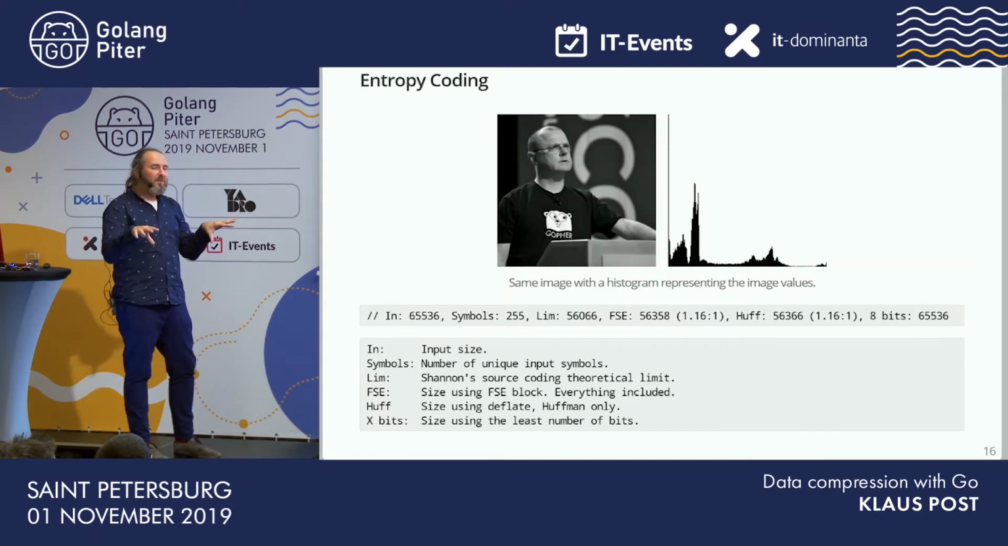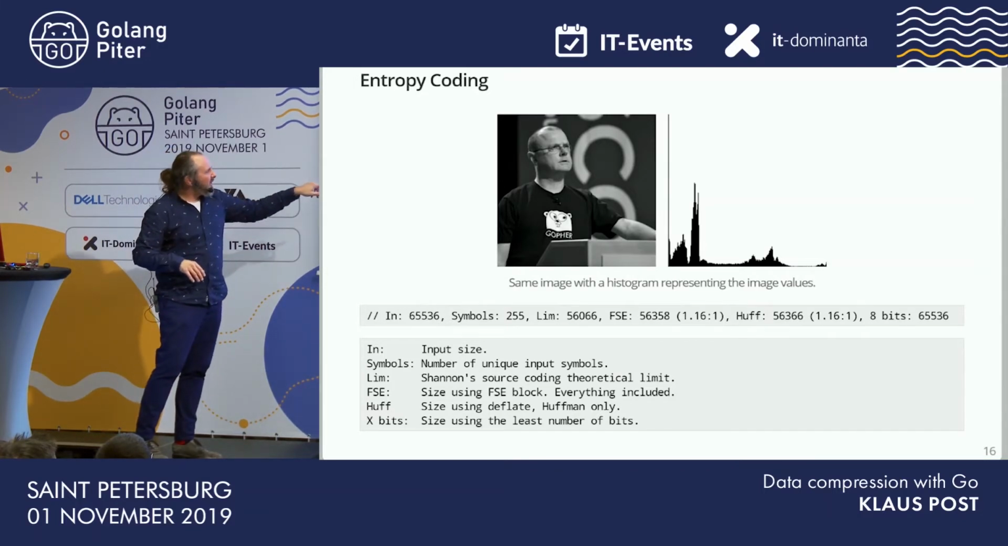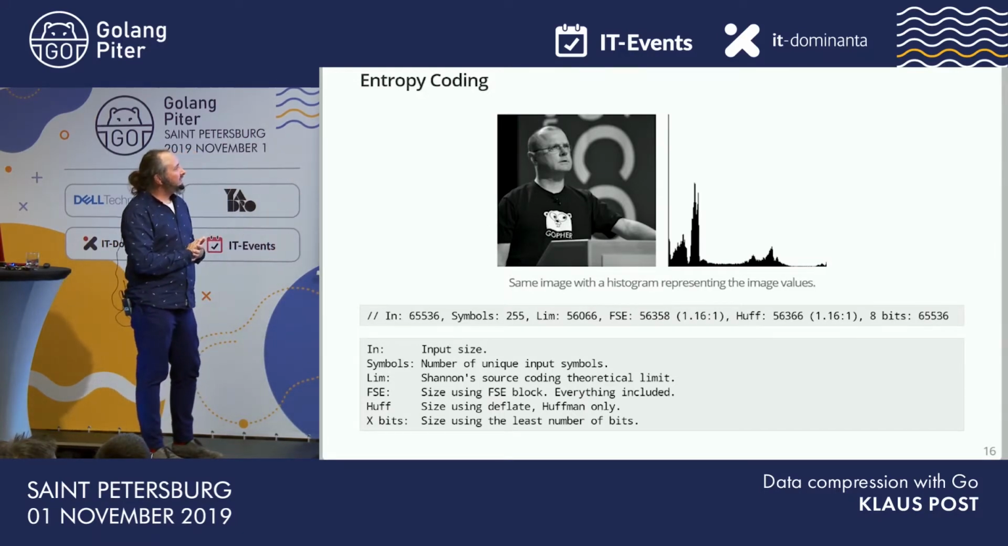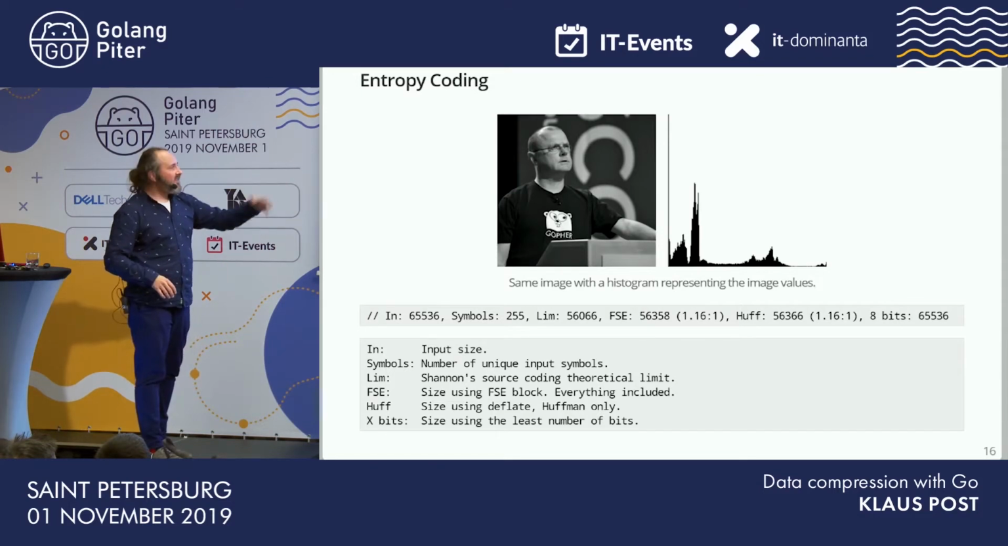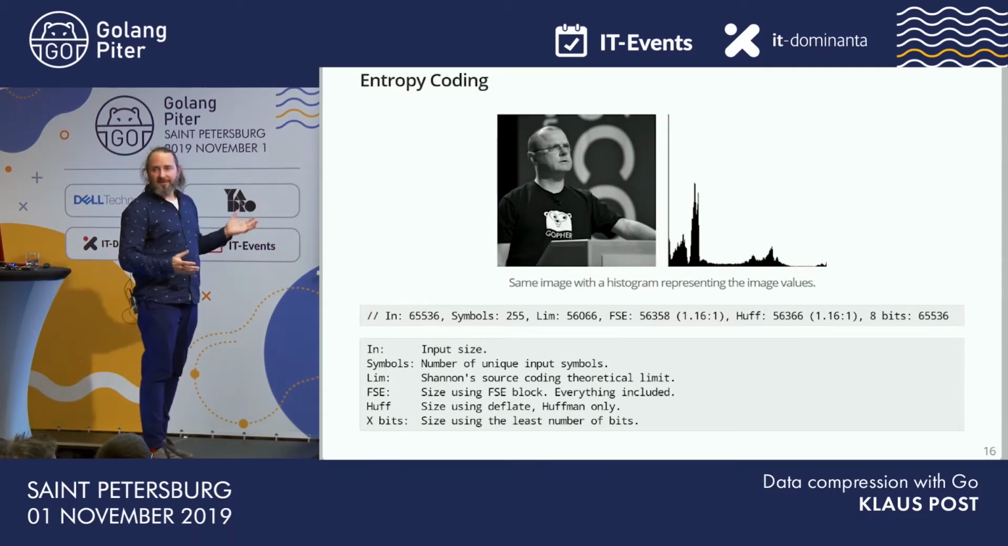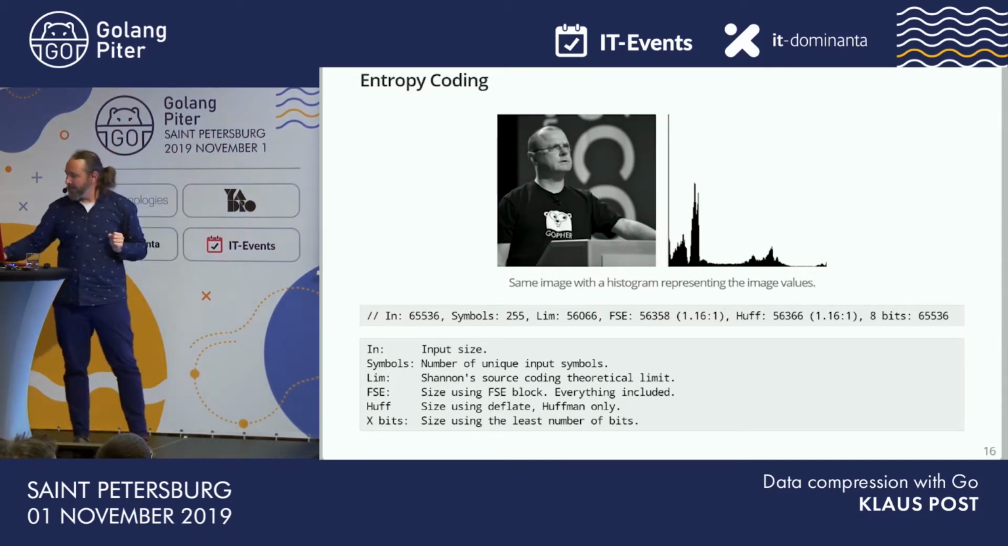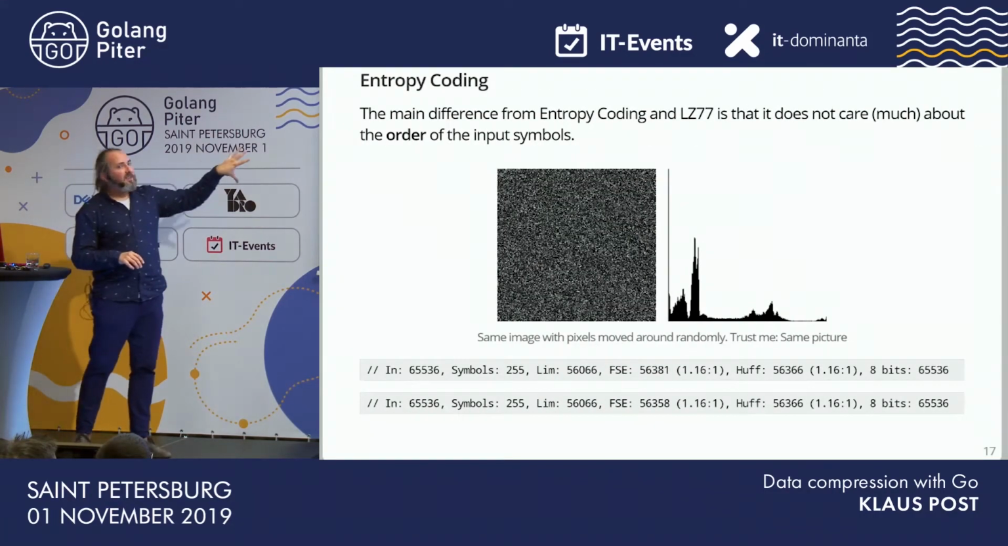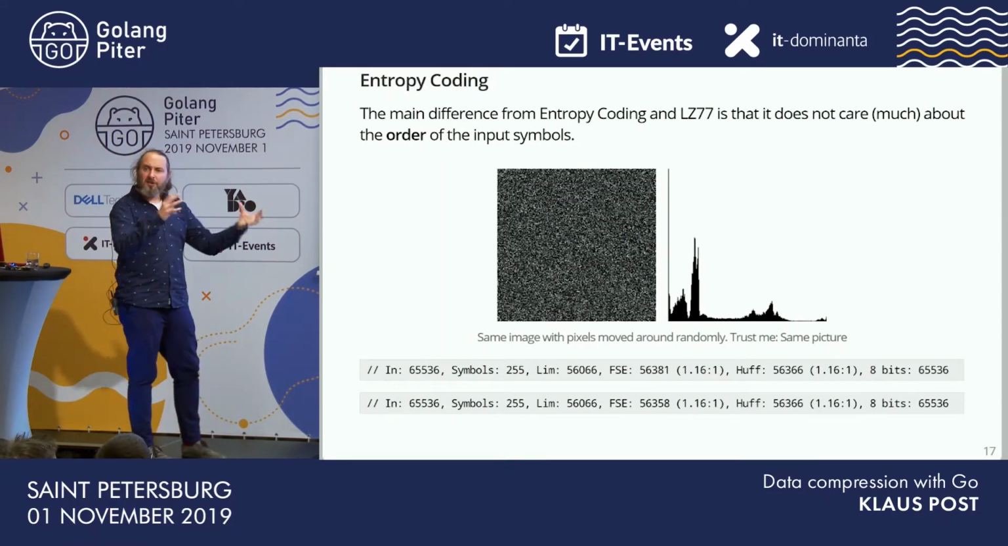The theoretical limit for an entropy coder is about 56K, and then two different algorithms will print the actual size of it. And yeah, if you just represent it as 8 bits, it's of course the original size. So one thing about entropy coding is that the order of the input doesn't matter whatsoever.